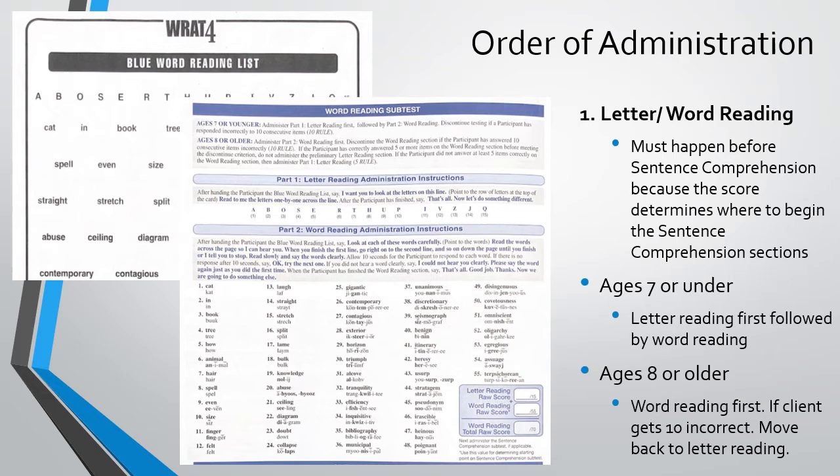If the client is 8 or older, they will begin with the word reading. However, if the client gets 10 incorrect consecutively, they will move back to the letter reading. If the client was able to get 5 correct before they missed the 10 consecutively, then they will just move on to the next subtest.